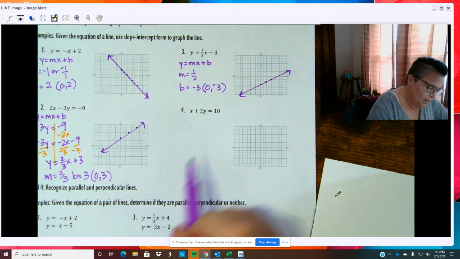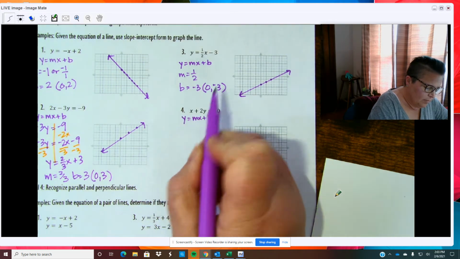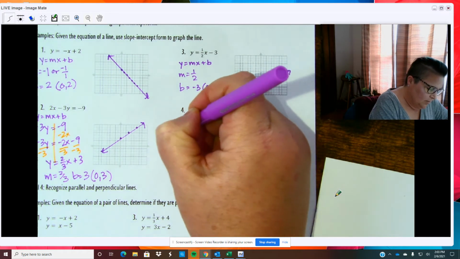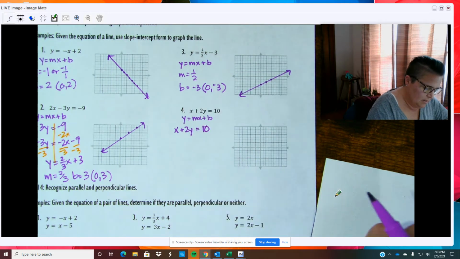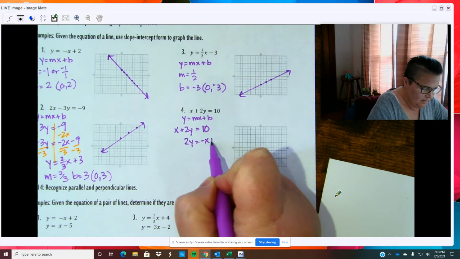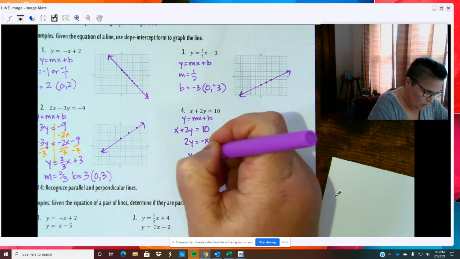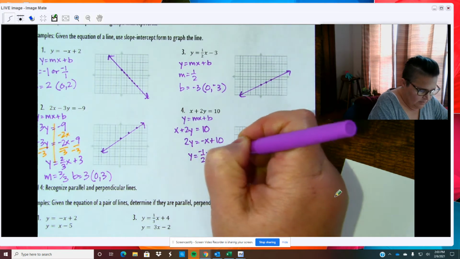Problem number 4, this is not in y equals mx plus b form because the y is not isolated on one side. So I've got a little bit of prep work to do. x plus 2y is equal to 10. I am going to subtract x from both sides, negative x plus 10, and divide each term by 2. y is equal to negative 1/2 x plus 5.